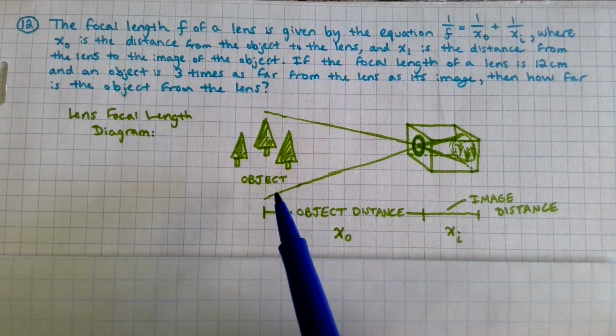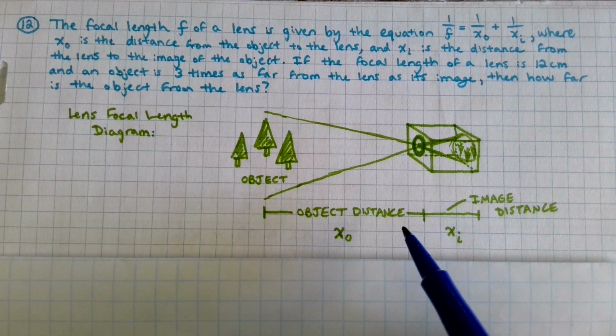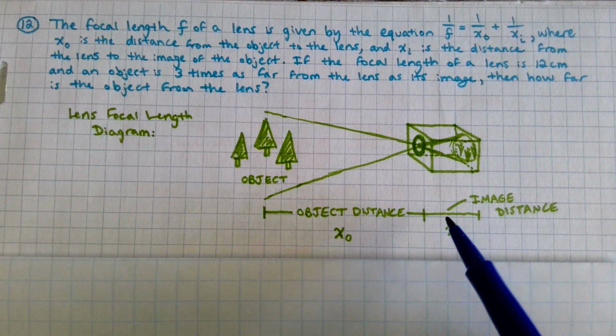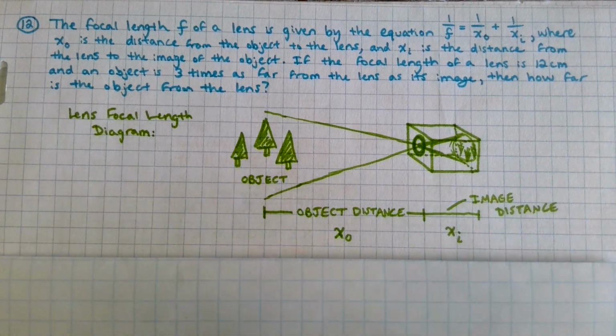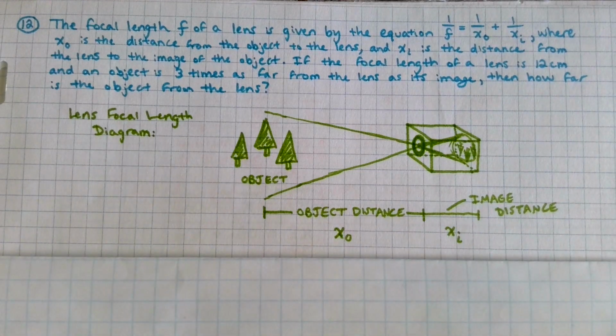So we have our object, and then the object distance, and then the image distance is here. So this is just, again, a quick sketch of what this focal length is talking about in terms of an actual diagram. So now that we've seen the setup, let's go through and actually solve this rational equation that needs to be not necessarily set up because they give us the equation, but we need to plug in some information.